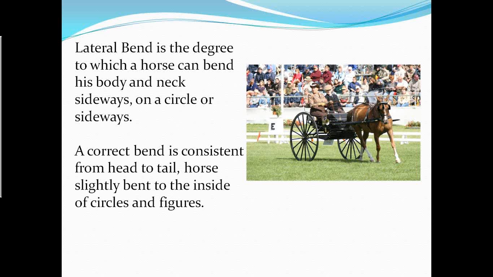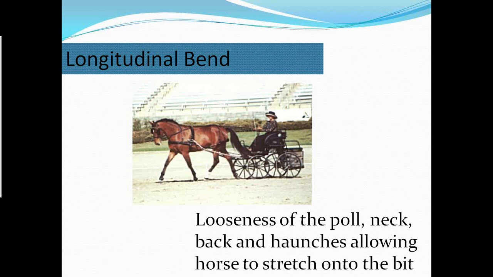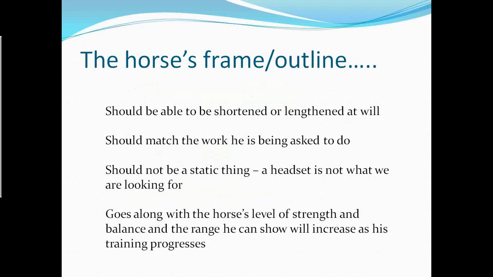Longitudinal bend is over the top line, from head to tail, over the top. It's the looseness of the poll, neck, back, and haunches so the horse can stretch forward onto the contact, onto the bit. This includes the horse's frame or his outline. You want to be able to shorten it or lengthen it at will. It should match the work he's being asked to do.